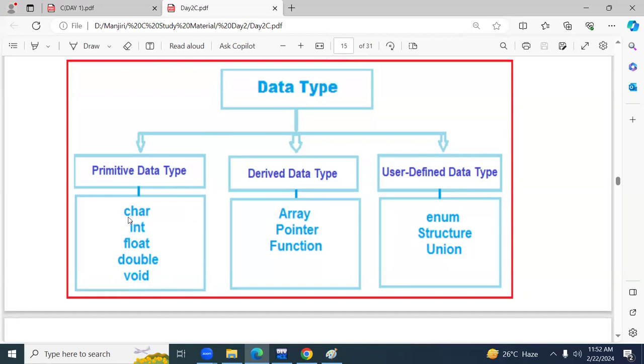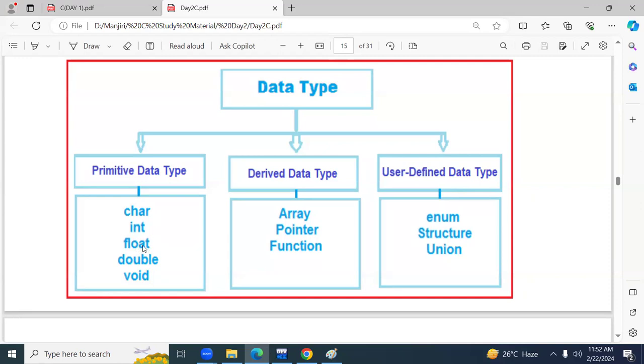What are these primitive data types? Primitive data types are char, int, float, double, void. These are the keywords. What is the use of this char? This char is used to store the character type of data inside the memory. Now your picture is clear. This int is used for storing integer data only, that is without precision or without decimal point. Okay, only the integer part is going to be stored inside this int data type.